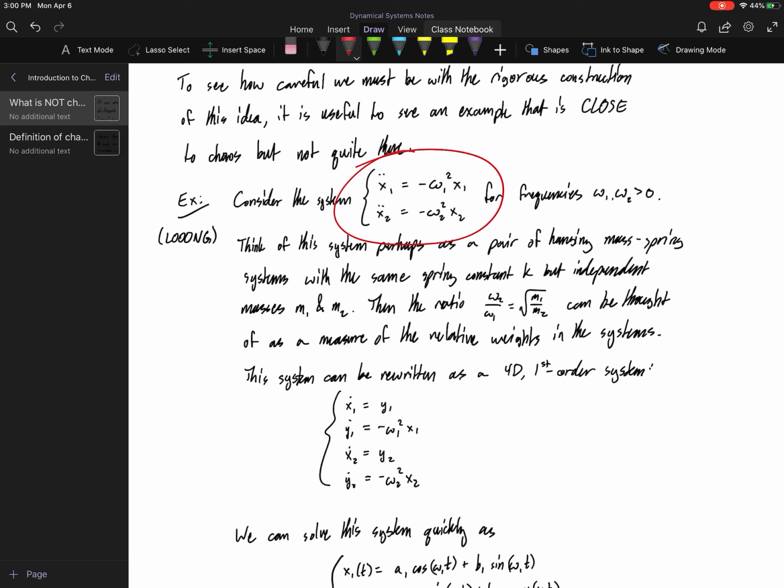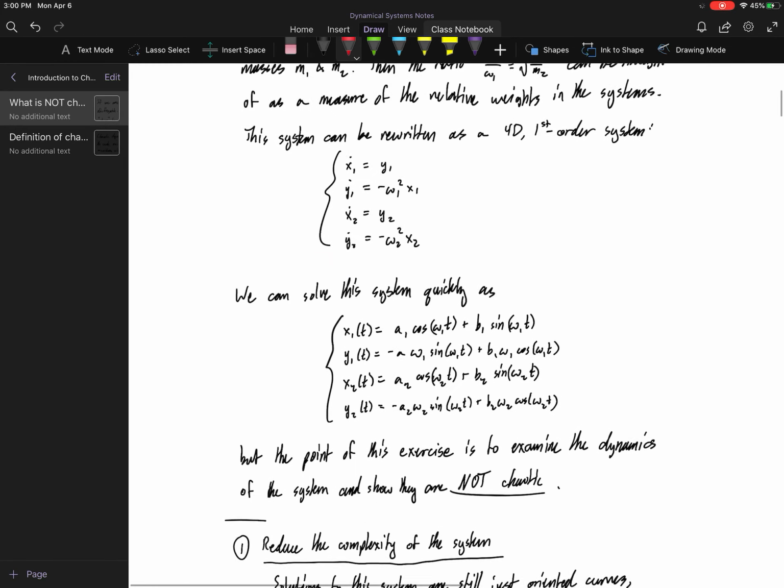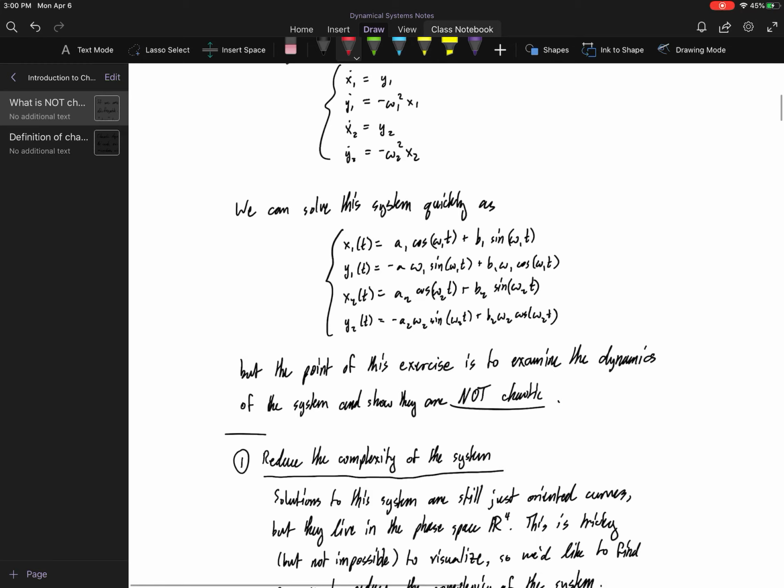There we go. We're going to start off with this second-order system of decoupled ODEs. And the first thing that we do is we understand, okay, yeah, we can totally solve these systems independently. Like, this is not a hard problem to solve in the sense of getting exact solutions. And in fact, we can go so far as to write it as a first order system. And that would put it in 4 dimensions. So our state space would be ordered quadruples, x1, y1, x2, y2, living in R4.